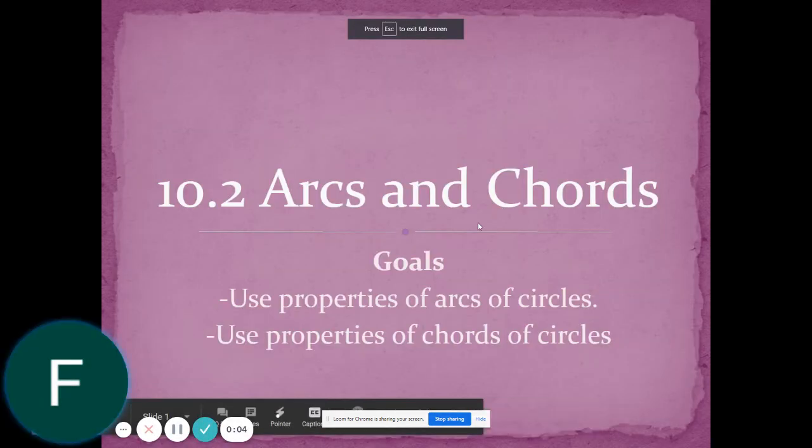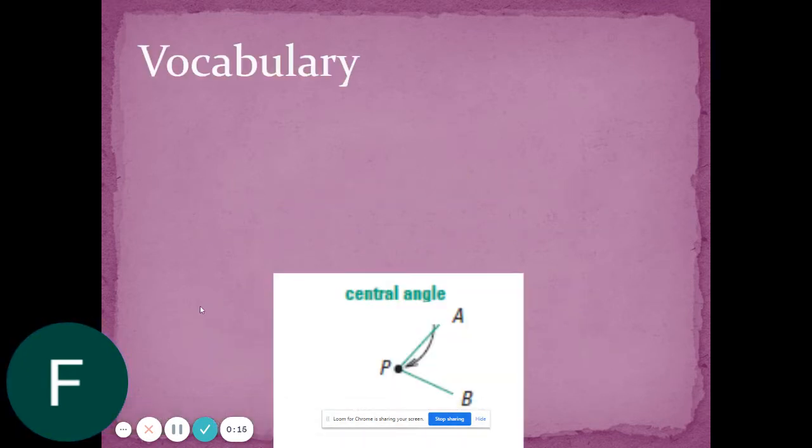All right, guys, so we're going to get into some other special parts of a circle, including what's called the arcs, and talk about some properties of the chords. So the first thing is to go over some vocab, and the first thing in vocab we have to talk about is what's called the central angle.